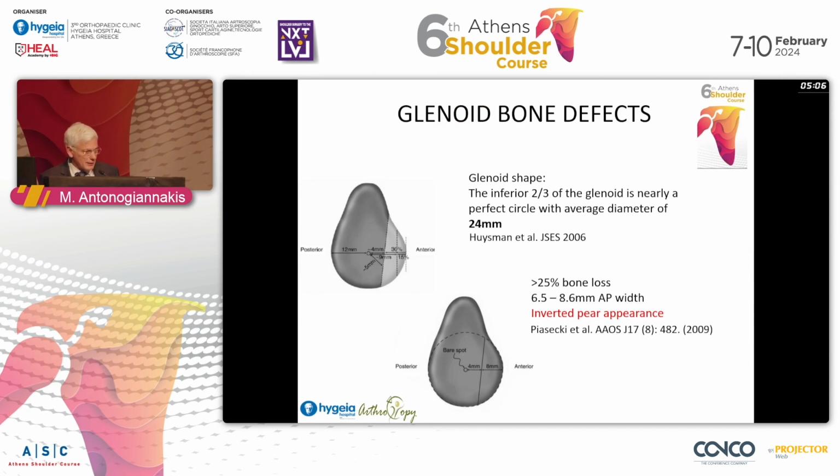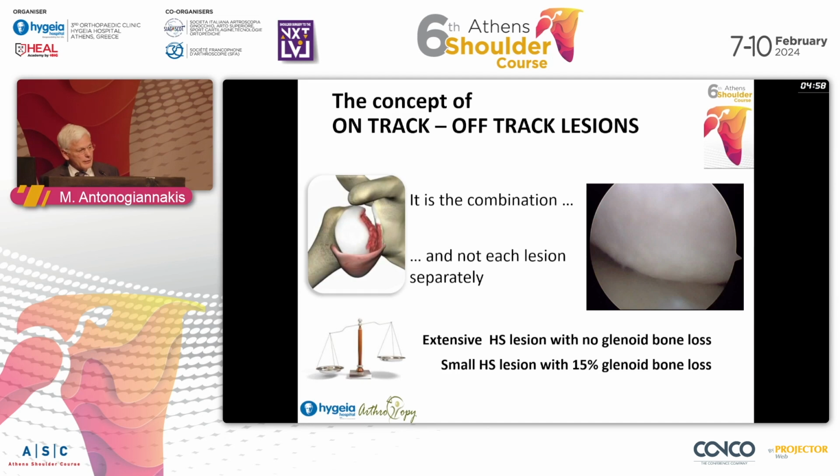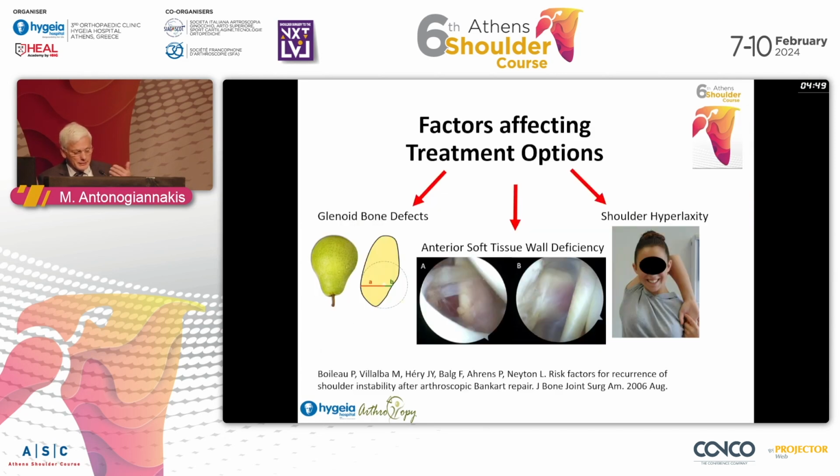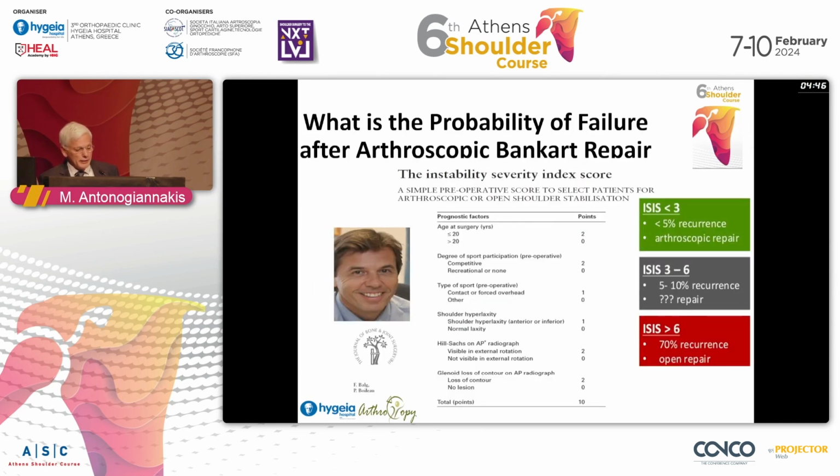So it started all the discussion about which is the maximum bone loss that we can accept, and then we discovered the bipolar lesions, the importance of the Hill-Sachs lesion, and then we started saying again that there are other factors, and we came to the ISIS score. What is important in the ISIS score is that it tries to quantify what we knew qualitatively till now: that it is not only the anatomical lesions that we must take into consideration when we are thinking about what we are going to do for a patient with instability.